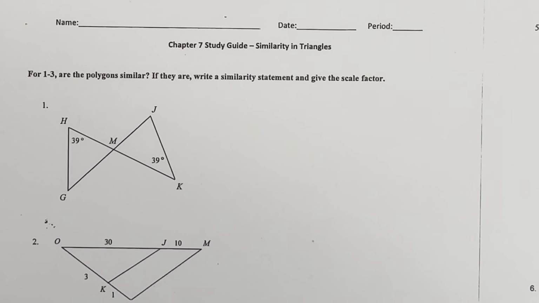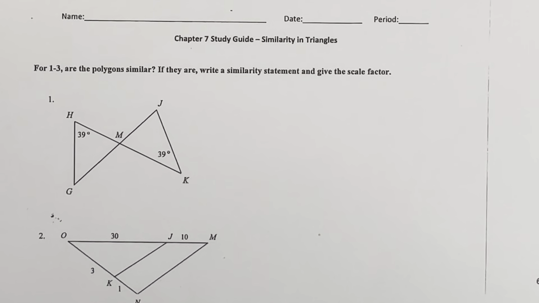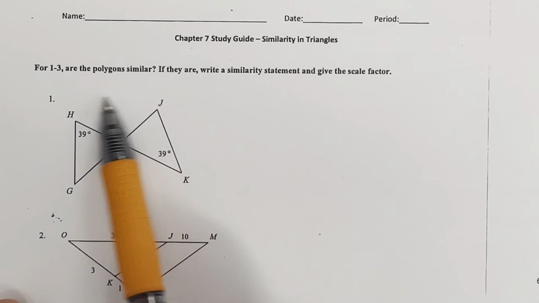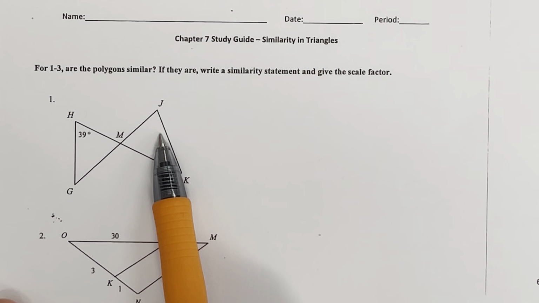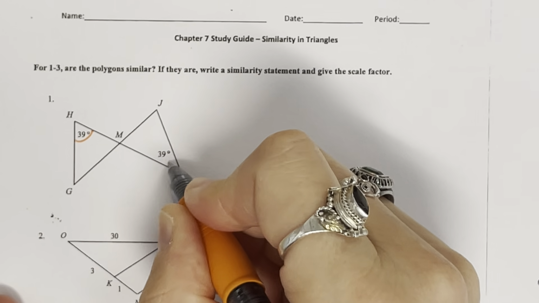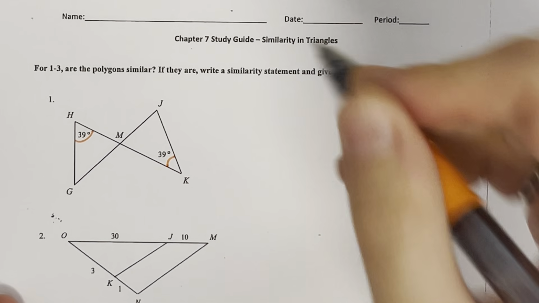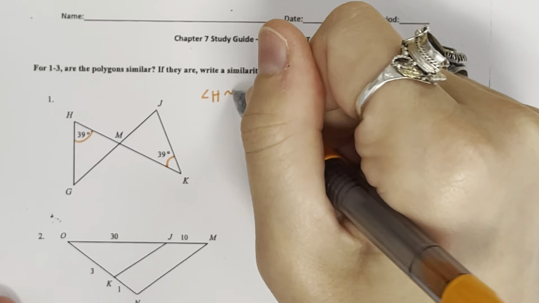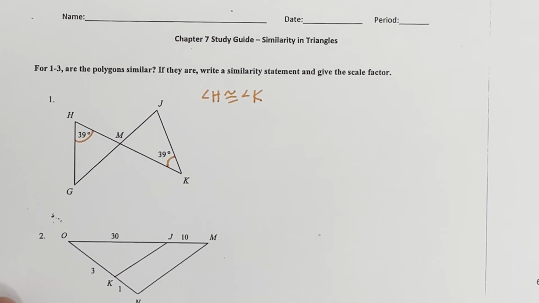So questions number 1 through 3 ask, are the polygons similar? And if they are, to write a similarity statement that gives the scale factor. So in number 1, I've got my two triangles here. I can see I already have one pair of angles that are congruent, which is angle H and angle K. There is nothing else marked for me in the picture.